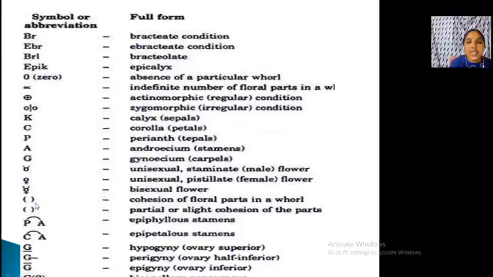Then fusion is written in brackets in a word. Partial also you can write. If this is petal, perianth, and this is androecium, stamen, so stamens united with the perianth. This represents stamen with the perianth. That is epiphyllous condition. You put a mark like this, from P to A, epiphyllous. Then C to A, corolla to androecium. What is this called? Epipetalous. We already discussed all these terms in last classes.